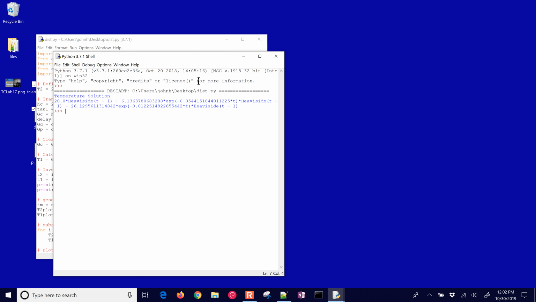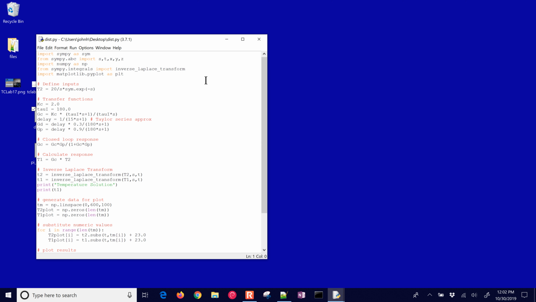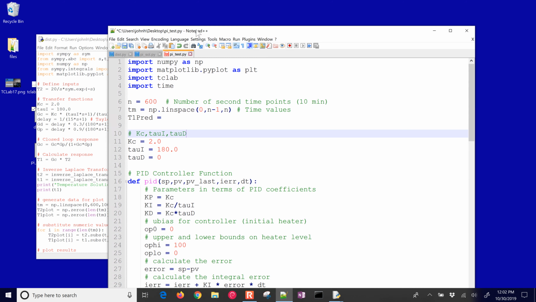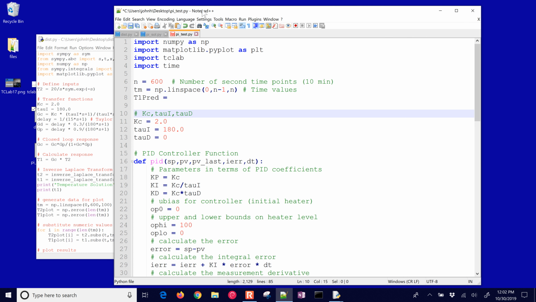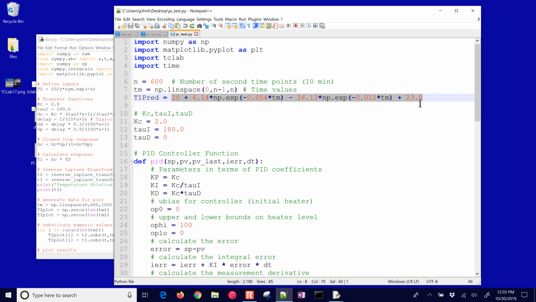The other thing I'm going to do is take this analytic solution that it came up with and then add it to the PI controller test. This PI controller test was in the bottom. There's a script for it. I'm going to have 20 plus, and then the first part, the second part, and the third part. So here's our analytical solution right here.